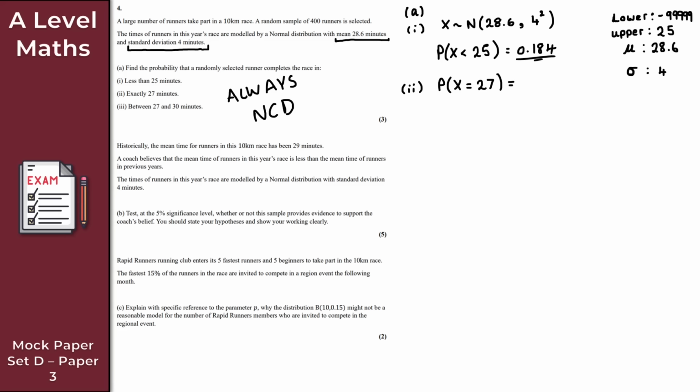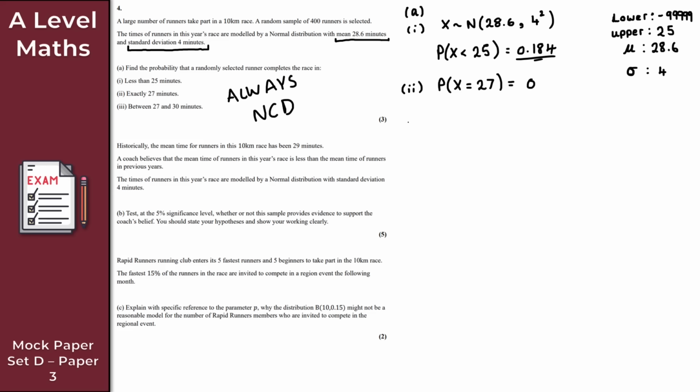So x here cannot be equal to 27. That probability is just 0, okay? Like so. So you don't need a calculator for this. If you get something like this for the normal distribution and it's equal to a specific value, such as it is here for A part 2, then don't forget that it's always just 0, right? So that's A part 2 complete.